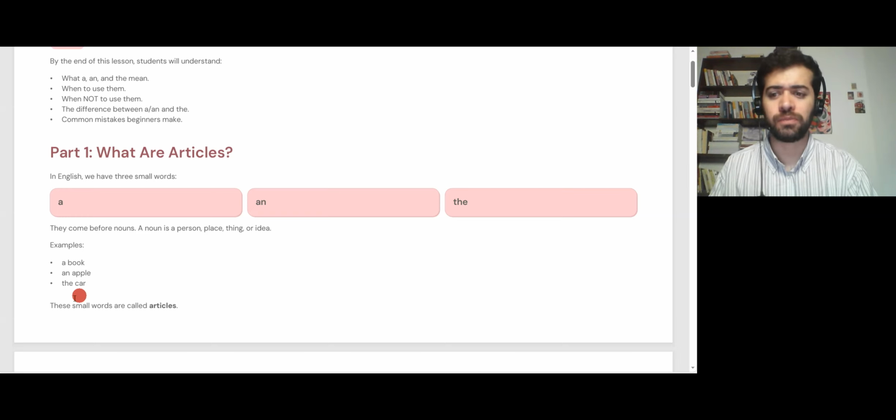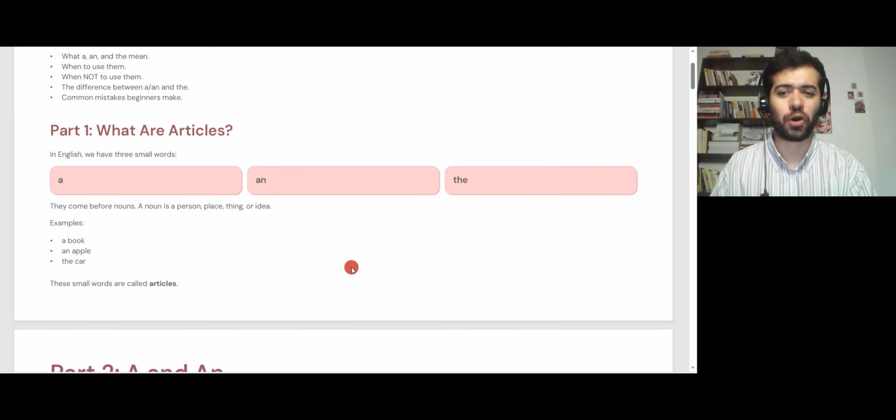Where or when to use them, I will tell you. The car. What's the difference between the car and a car, or car in general? These small words are called articles. Let's know everything about articles.